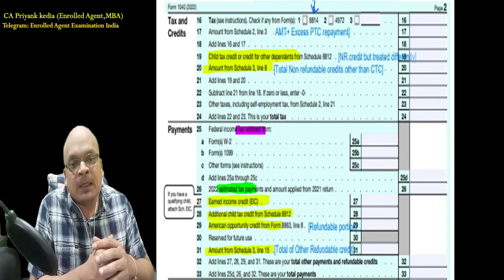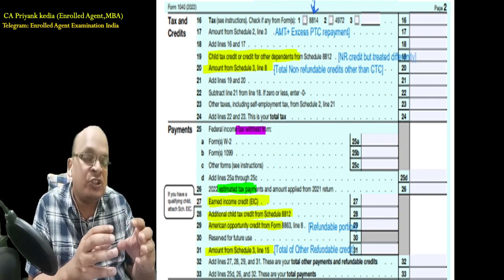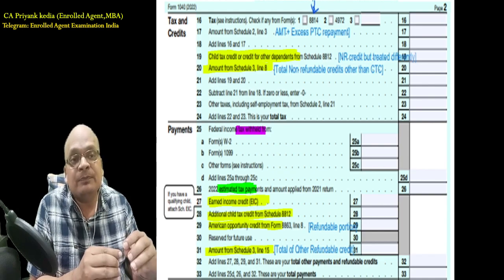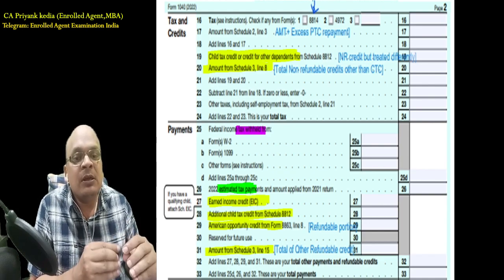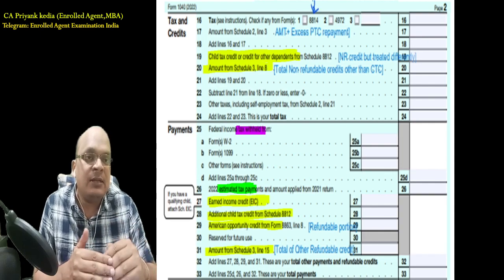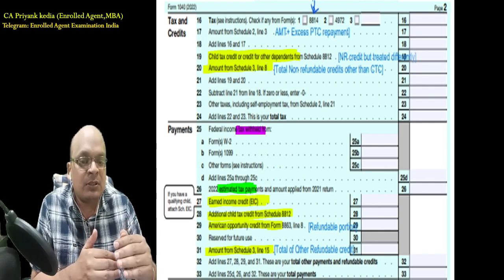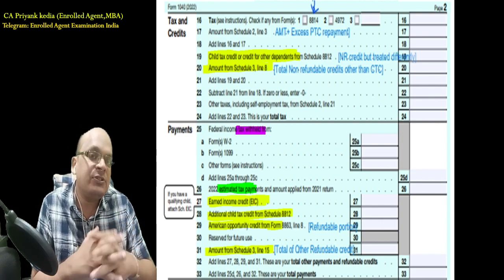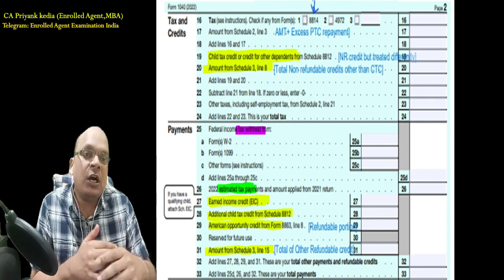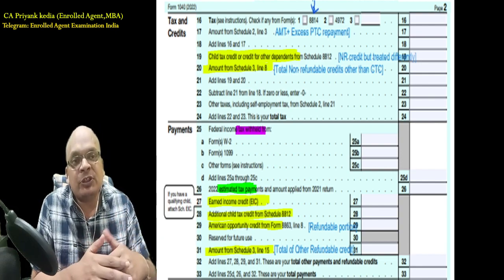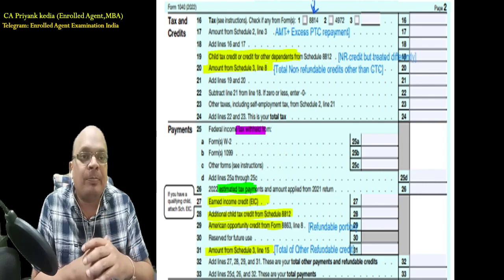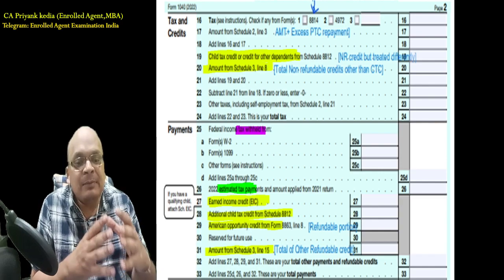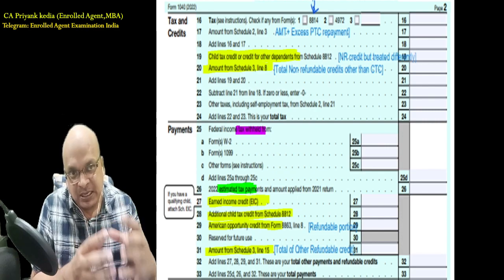Now you can see that this section, which has a heading of tax and credits, doesn't mention any refundable credit. It's only talking about non-refundable credits. But at the same time, if you look at the payment section, from line number 27 to 29 and line number 31, they talk about refundable credits. Now the question is why refundable credits are shown separately in the payment section and not along with their counterparts, the non-refundable credits. What is the basic reason behind keeping the refundable credits along with the payments?